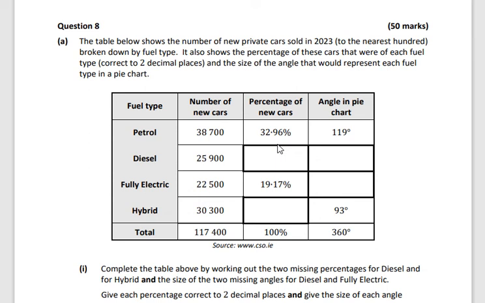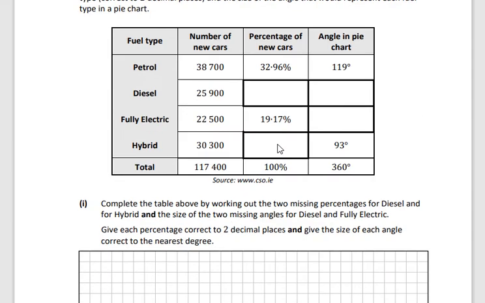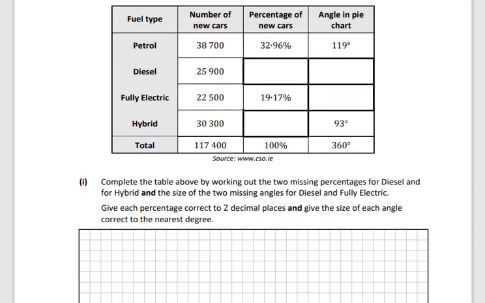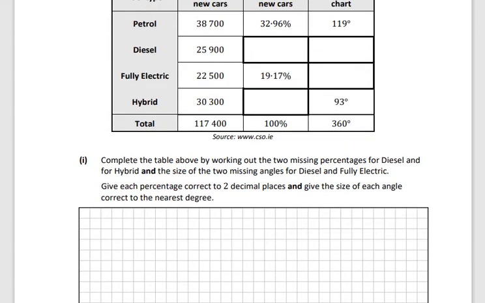Hi folks, this is question 8. We have to represent the figures as percentages. If you take the diesel there, that's just going to be 25,900 out of the total, which is 117,400. And if we times that by 100, that turns it into a percentage for you. So it's going to be 22.06%.